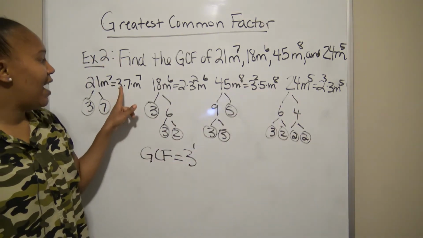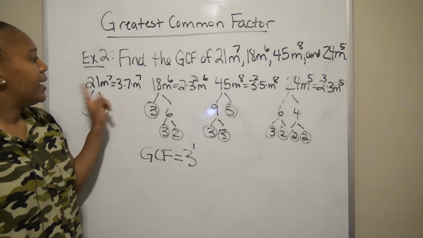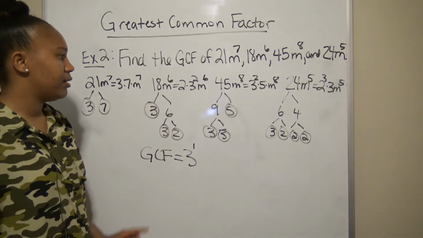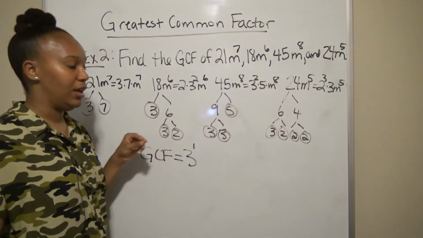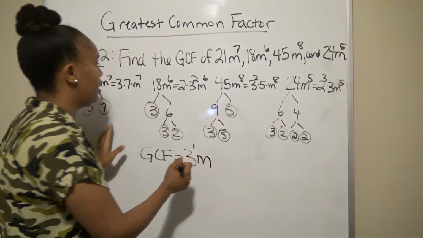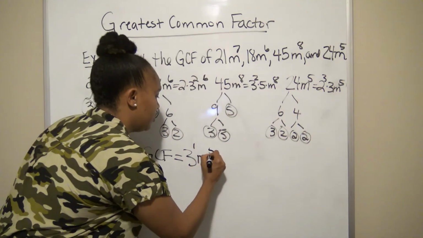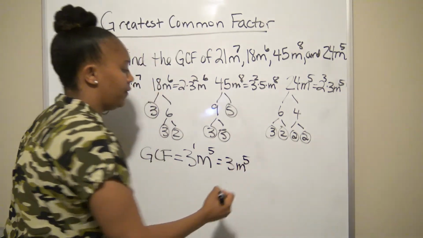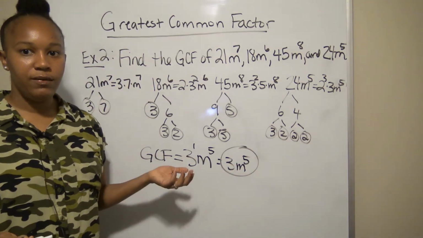Then if you look at 5's, they all don't have a 5 in them, so 5 would not be a common factor. And if you look at 7, they all don't have a 7 in them, so that's not a common factor. But if you look at m, they all have an m in them, so you'll take m with the smallest exponent. The smallest exponent, 7, 6, 8, 5, is 5, so it'll be m to the 5th. So your GCF will be 3m to the 5th power. So that's how you would go through and find the GCF for this problem.